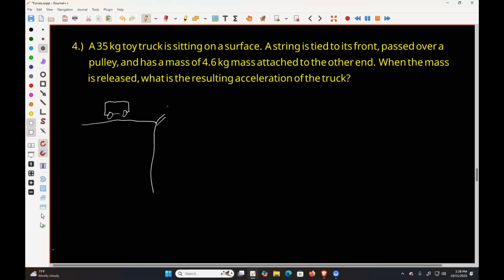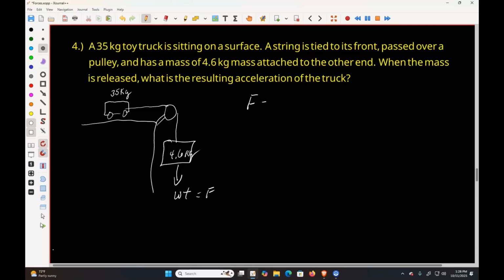It's going off the edge. So this truck is 35 kilograms. This is 4.6 kilograms. So when this mass is released, I want to know what's the resulting acceleration of the truck. Remember, this is the weight. The weight is going to equal the force that causes it to accelerate.